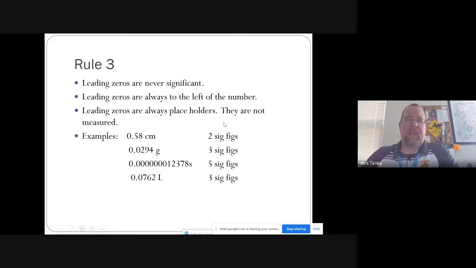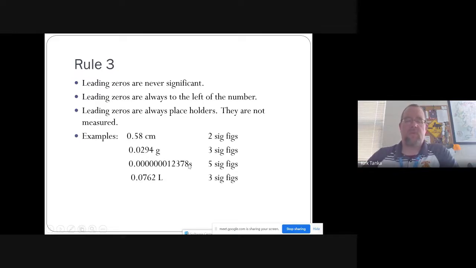Rule number 3, leading zeros. Leading zeros are never significant. Leading zeros are always going to be to the left of the number. So 0.58 centimeters, that 0 is not significant. Or it can be after a decimal, 0.0294 grams. Well, those zeros are not significant, so it's only 3.